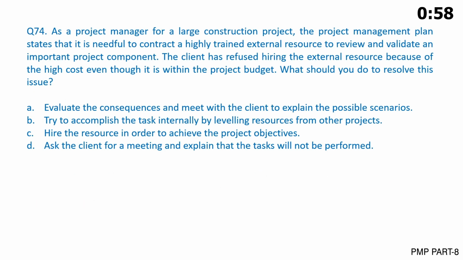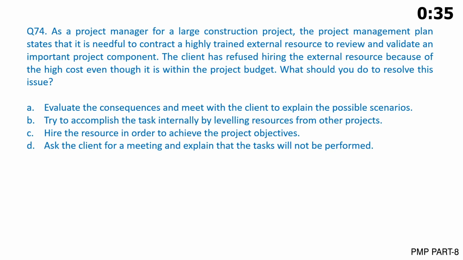As a project manager for a large construction project, the project management plan states that it is needful to contract a highly trained external resource to review and validate an important project component. The client has refused hiring the external resource because of the high cost, even though it is within the project budget. What should you do to resolve this issue?